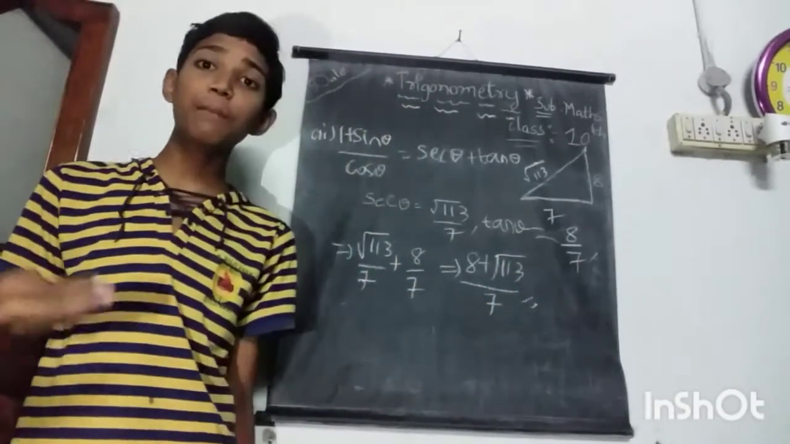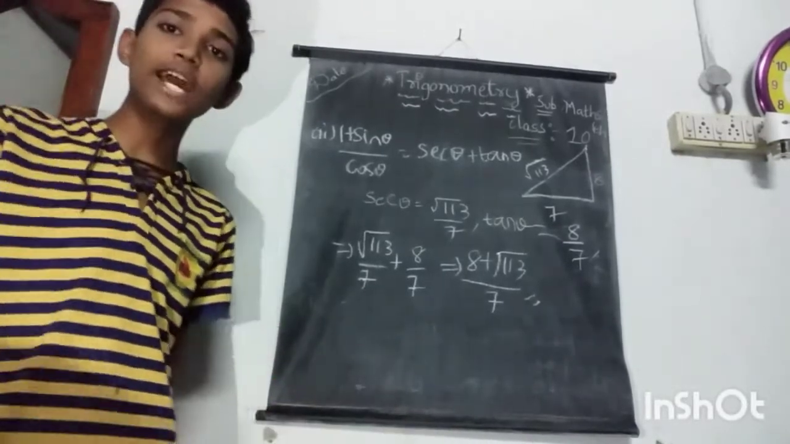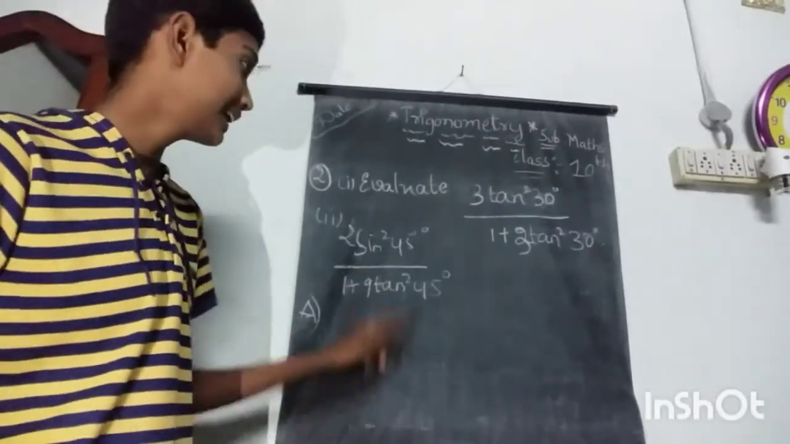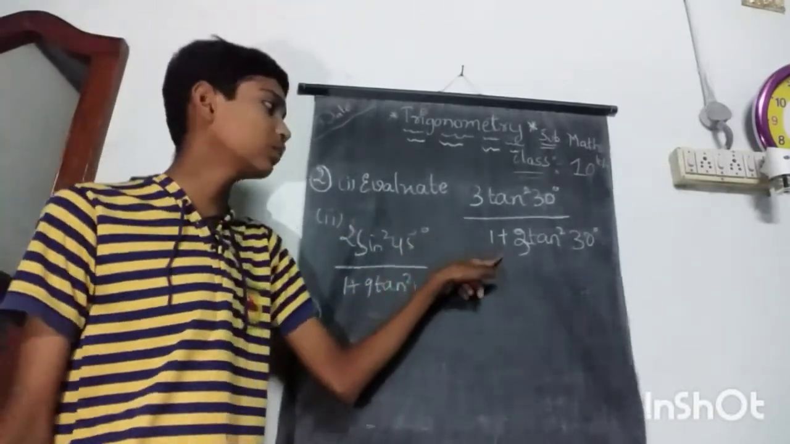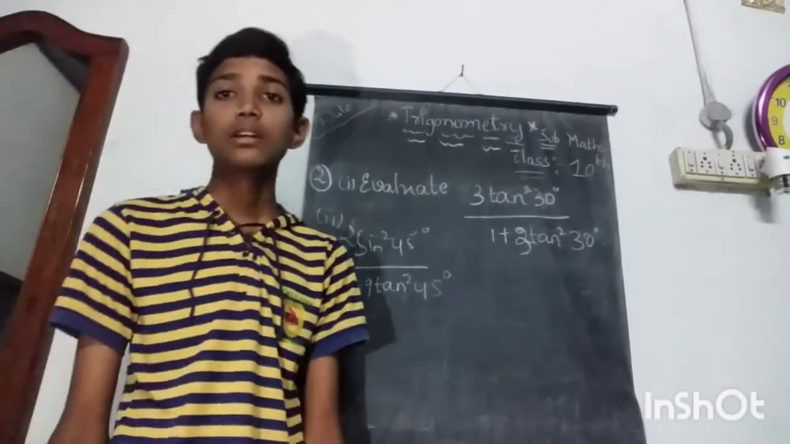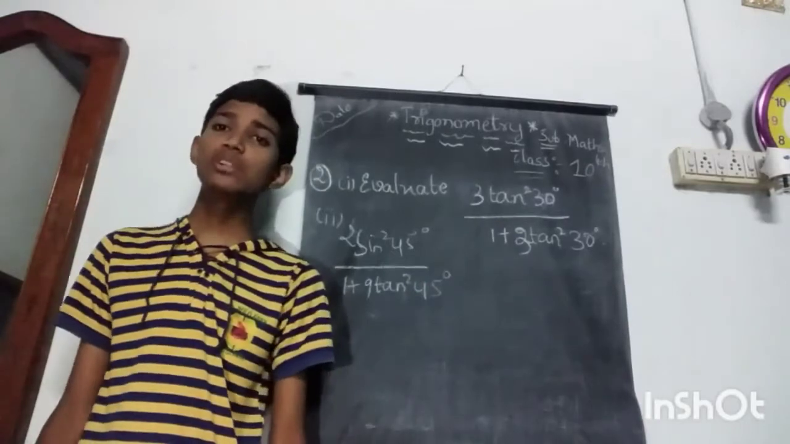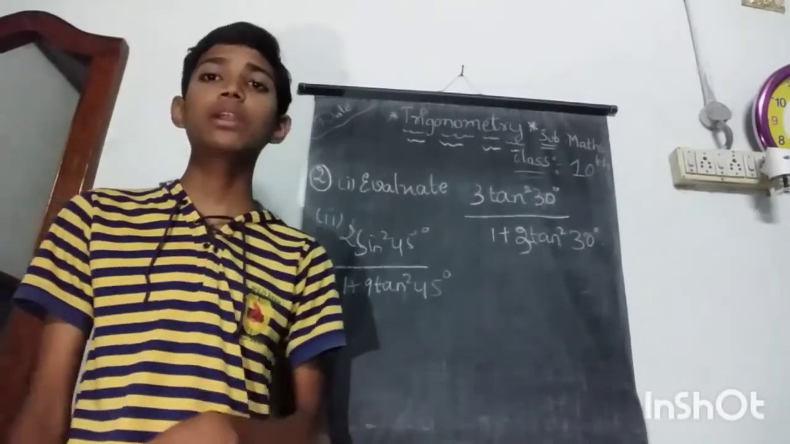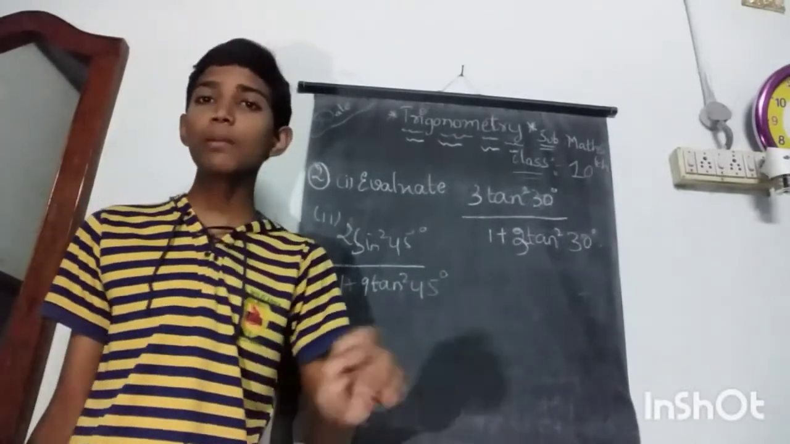Let us do some amazing questions. Let us go to the second question. Let's solve this together. Evaluate 3 tan square 30 upon 1 plus 3 tan square 30 degrees. What you have to know is the tan 30 value. What is the value of tan 30? I said to remember the trigonometry table. Remember this and solve it. Tan 30 is 1 by root 3.